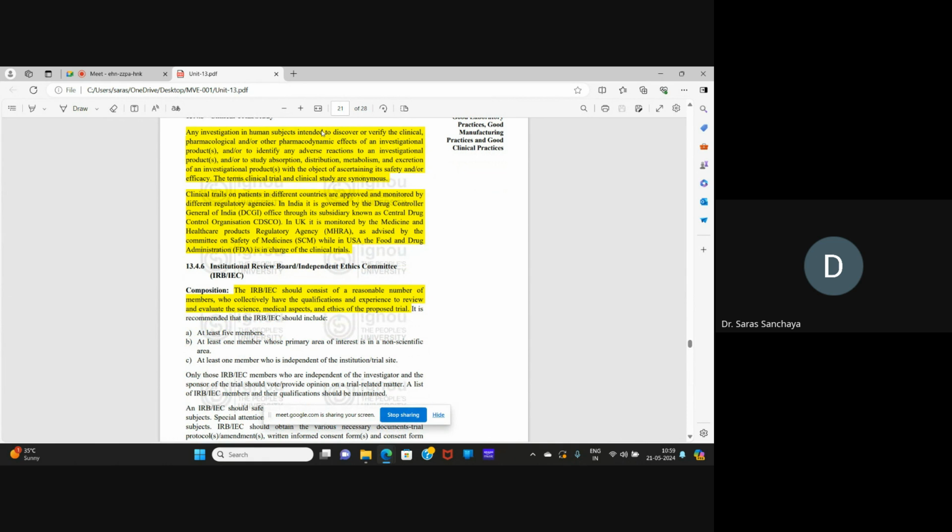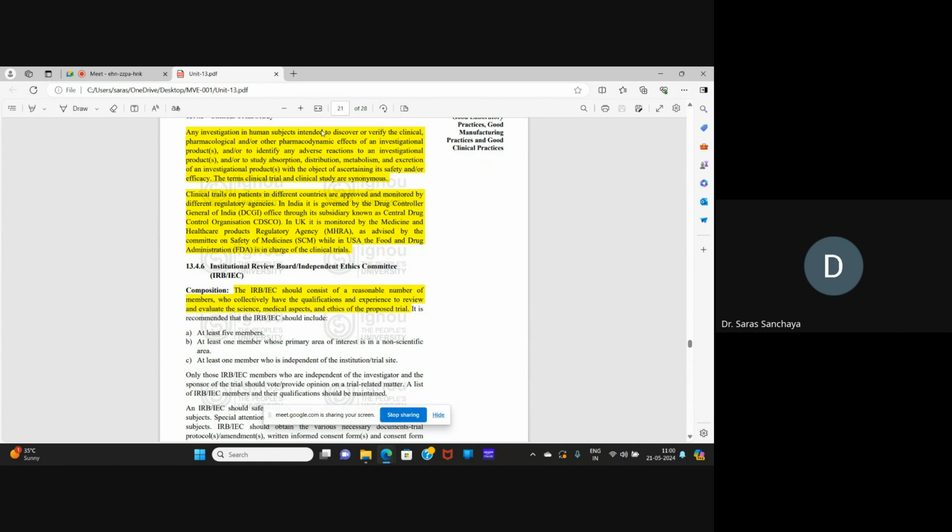Clinical trials on patients in different countries are approved and monitored by different regulatory agencies. In India, it is governed by the Drug Controller General of India (DCGI) office through its subsidiary known as Central Drug Control Organization. In the UK, it is monitored by the Medicines and Healthcare Products Regulatory Agency as advised by the Committee of Safety of Medicines, while in the USA, the Food and Drug Administration (FDA) is in charge of the clinical trials.